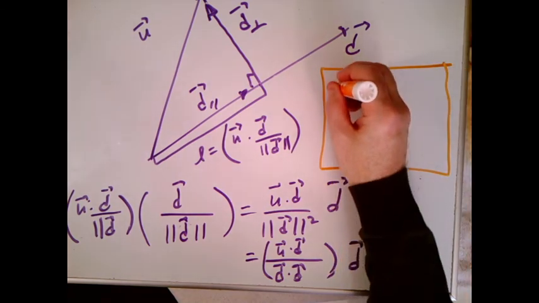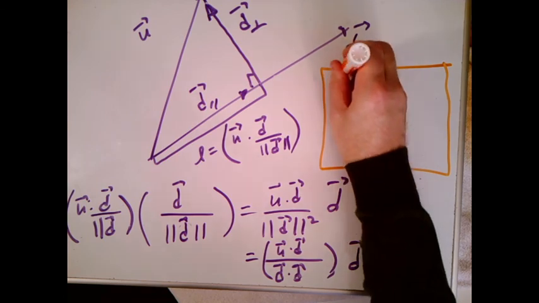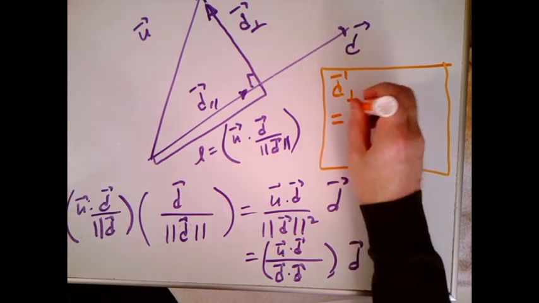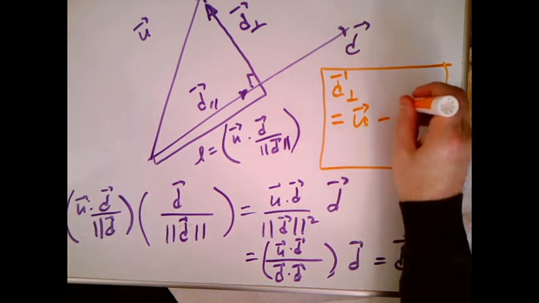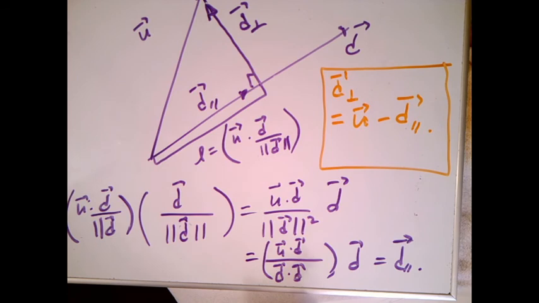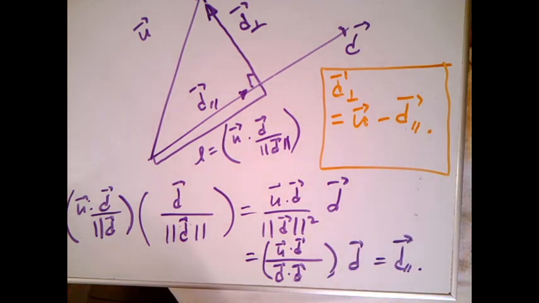We want dPerp without working. What we want, right, is U, which is usually a given vector, minus D parallel, which we just found, right? So we have a formula for D parallel. We can find dPerp just by taking U and subtracting D parallel. One of the assignment's activities is to show that this actually is perpendicular to D. It is, and it's not that bad.